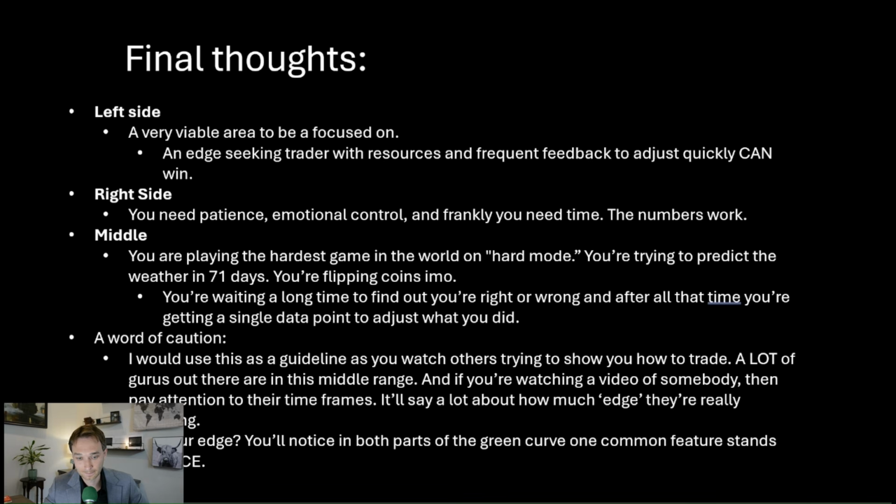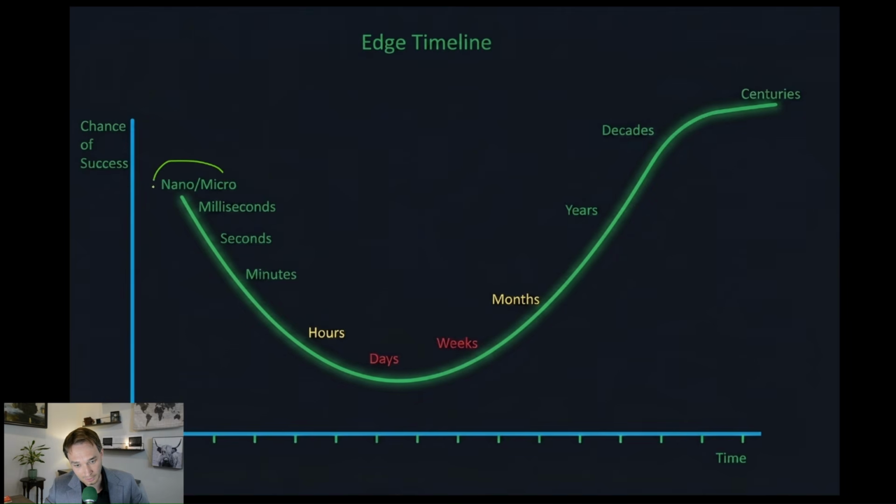So okay, final thoughts. Left side of the curve. This area, it's not really attainable in my opinion. This is, I think, the zone here, and I can maybe Venn diagram the millies in here because millies is becoming more and more accessible to common traders. I guess I could maybe bump up hours a little bit. But days, weeks, even months. I don't think months, it shouldn't be higher than hours. But you kind of get the idea.